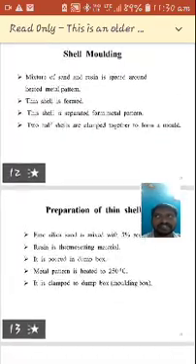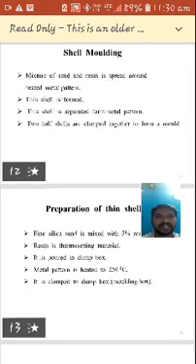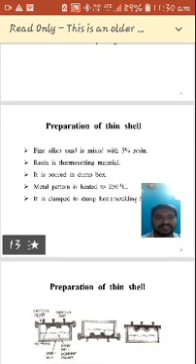The name indicates itself, it is shell molding. We prepare the shell by using a heated metal pattern. After that comes the preparation of thin shells. A fine silica sand is mixed with 5% resin.